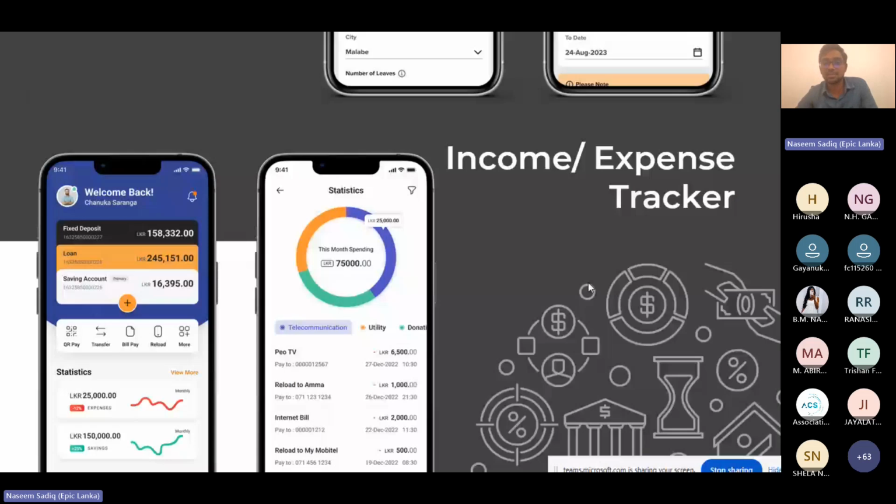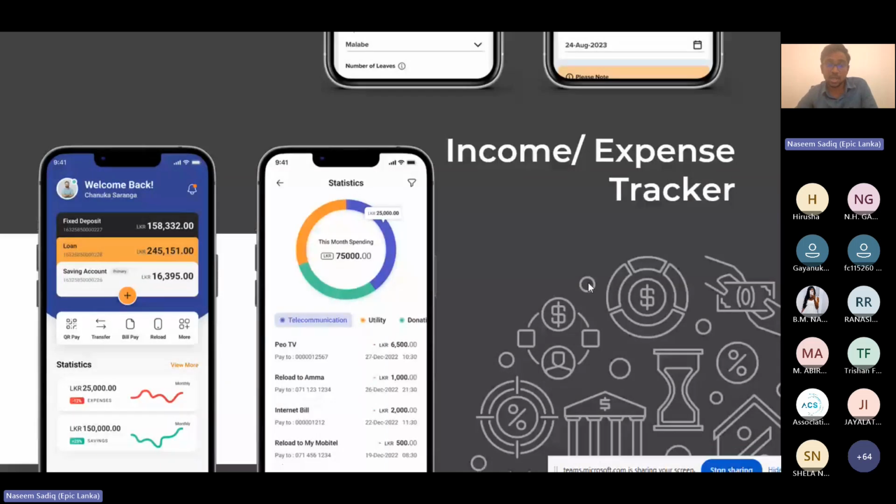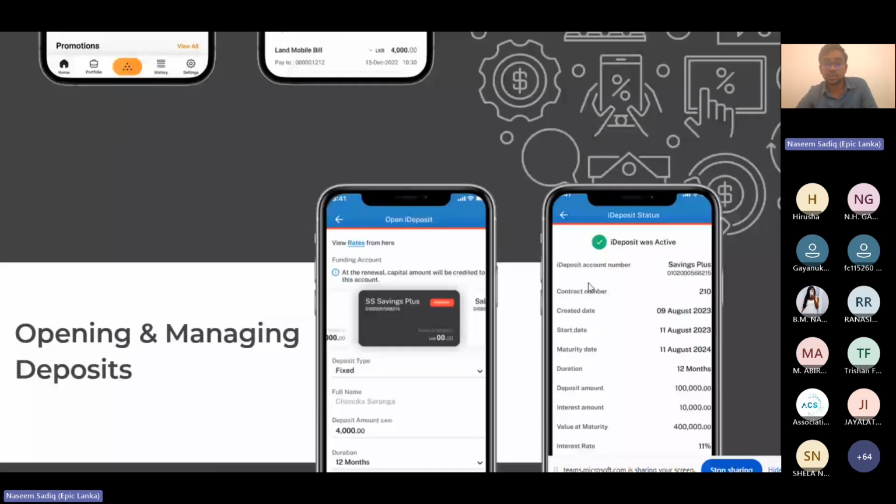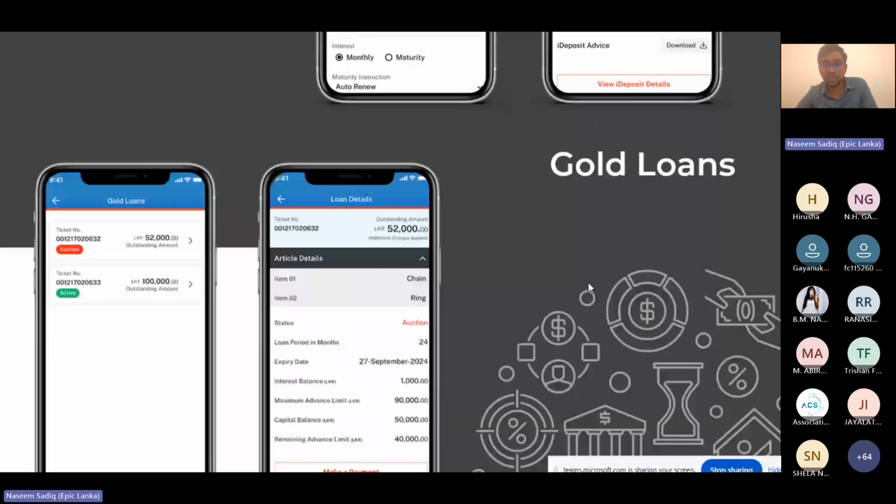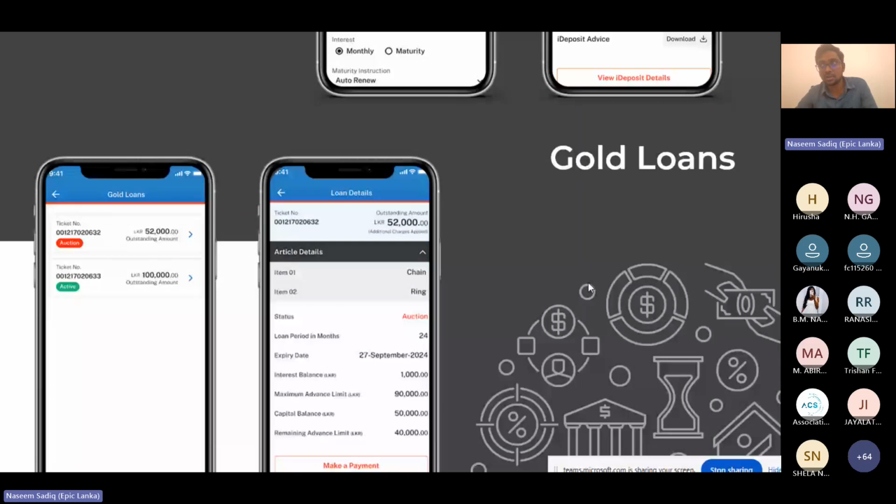1 hour or 1.5 hours would definitely not suffice, right? Whenever you do transactions, how can you manage your expenses? How do you track those expenses? How do you manage those income ratios? When you would want to open FDs, fixed deposits, can you do it completely digitally through technology? If you have obtained gold loans, can you see all those gold loan details? Okay, whether it's a chain or a ring or a bracelet.